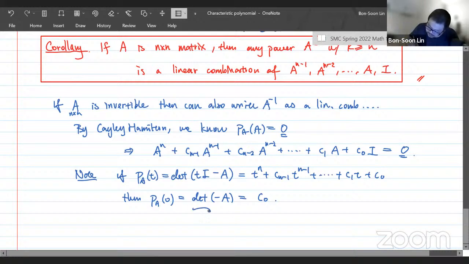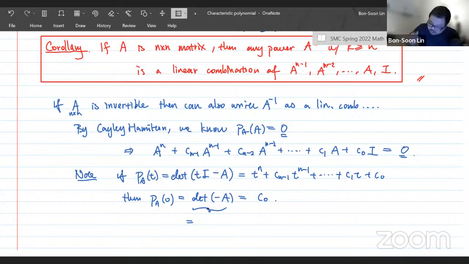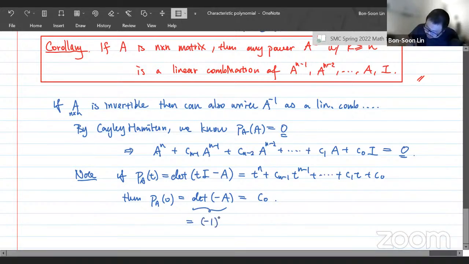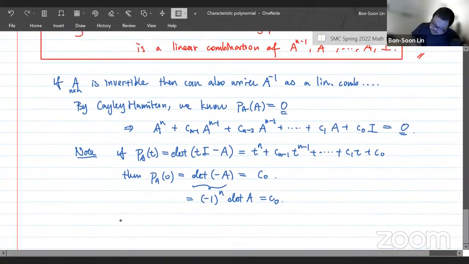In fact, you can calculate the determinant of minus A because of multilinearity. Minus A means scale each row by minus 1. So if there are n rows, each of the minus 1 comes out. So this is minus 1 to the nth power times the determinant of A. This is equal to c0. And so if A is invertible, the constant c0 is not equal to 0, because it is equal to plus or minus the determinant of A, which is not 0. So when A is invertible, this last term c0 is not 0. That's an important observation.